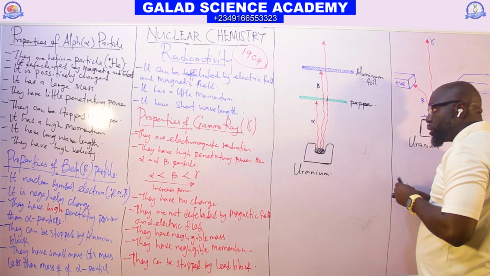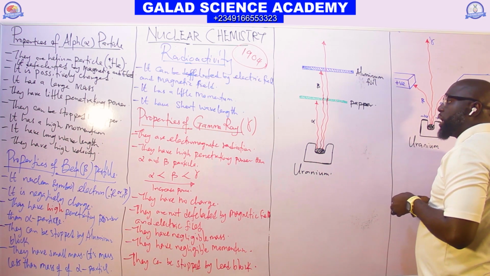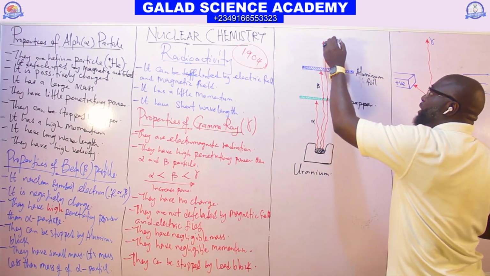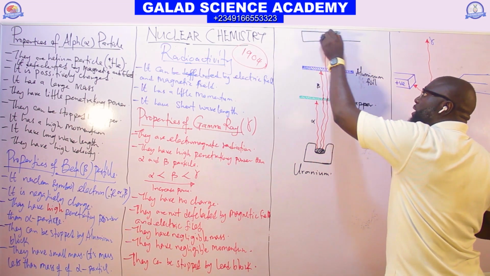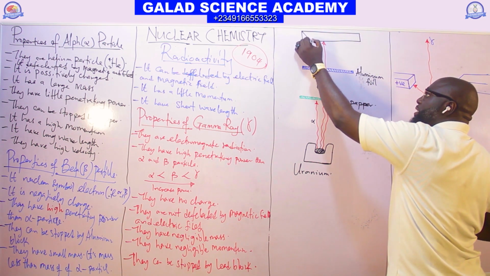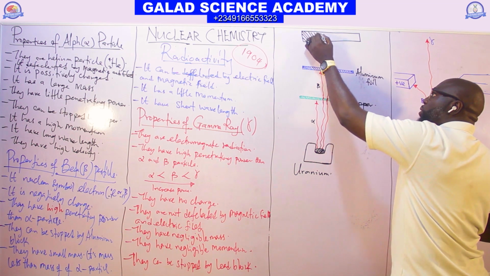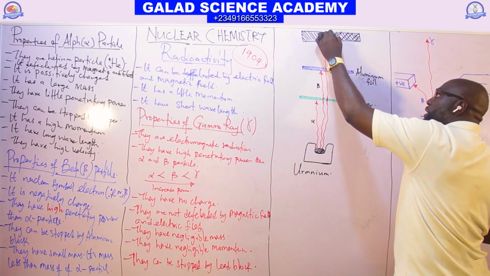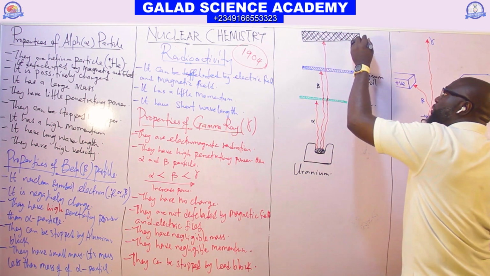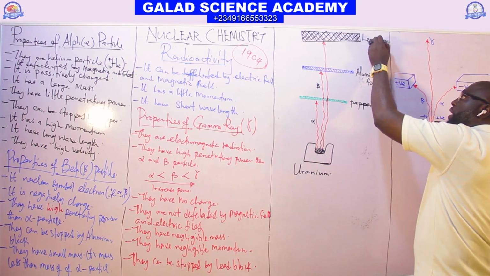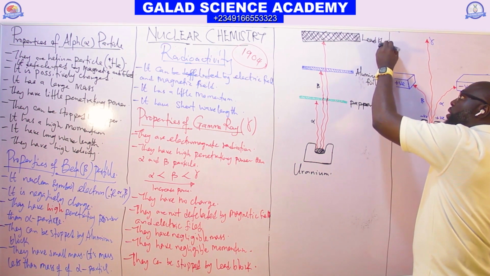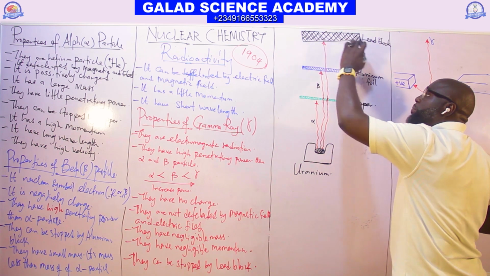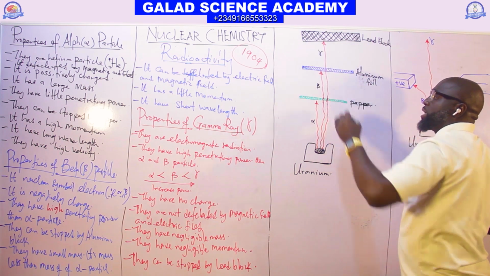This third one penetrates aluminium foil, and the only thing that we can use to stop it is a lead block. So the only radiation which is stopped by a lead block is called gamma ray.